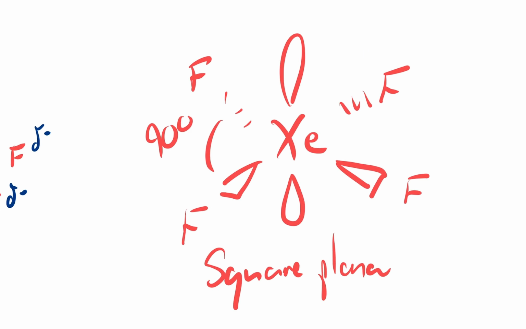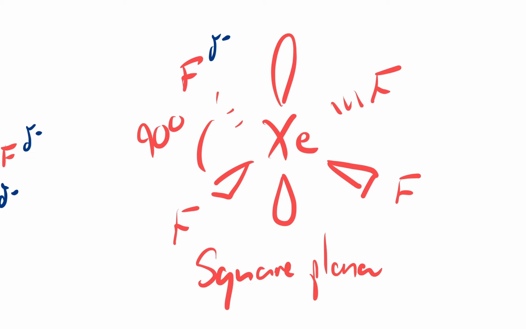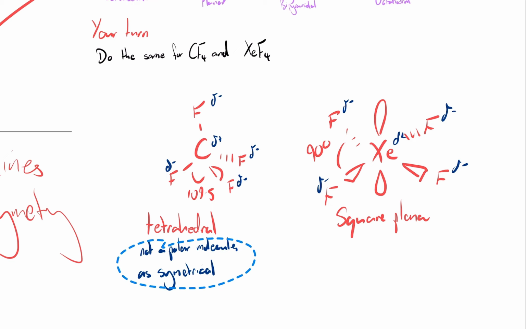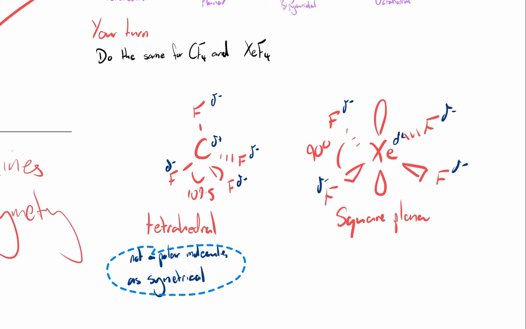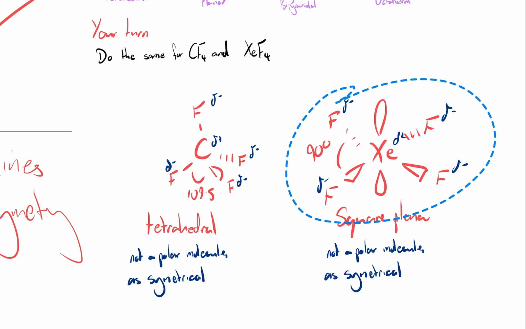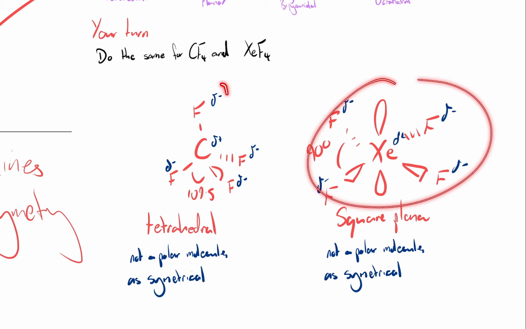XeF4. Again, fluorine are most electronegative, so delta negative, delta negative, delta negative. But again, the same thing. We're square planar, so we are symmetrical. So again, not a polar molecule as symmetrical. And hopefully after watching this video, you'll know that therefore we're only going to see van der Waals forces in both of these.